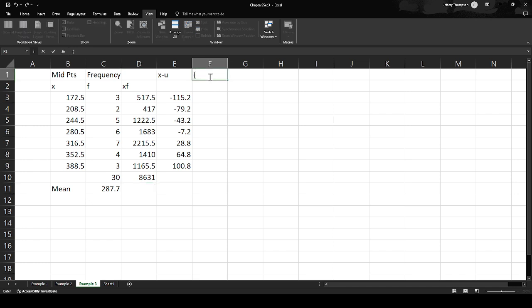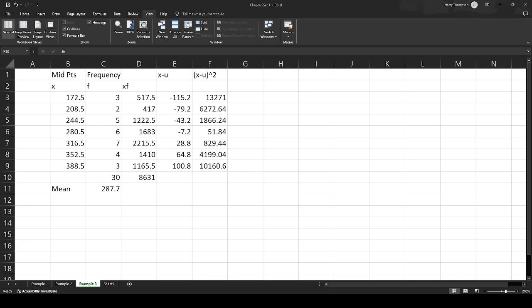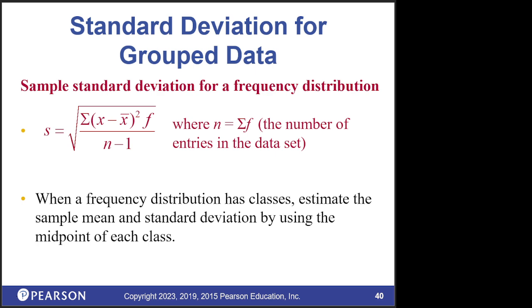And now we're going to square our deviations. So I'm going to take my value for E3 and square it, and then pull down and copy that calculation. Again, if we look at what we want to do, we've taken our deviation and squared it. And now the deviation squared is going to be times the frequency.